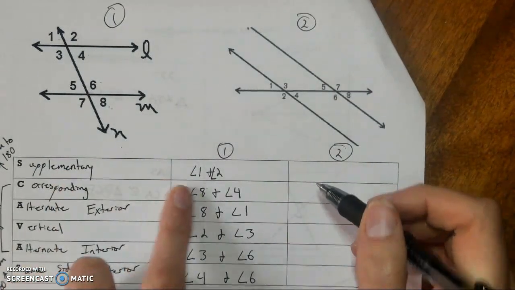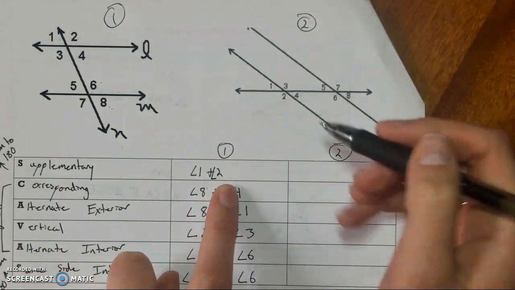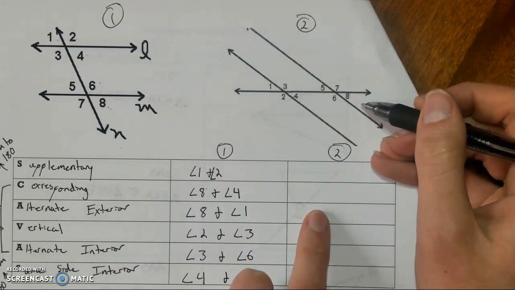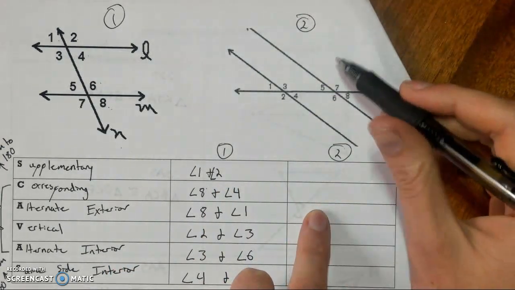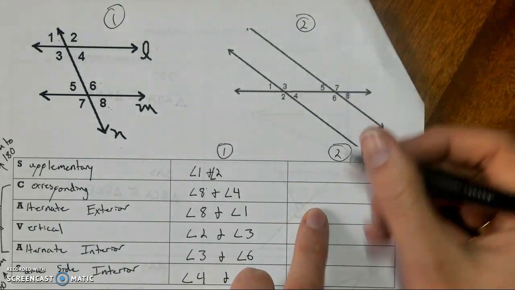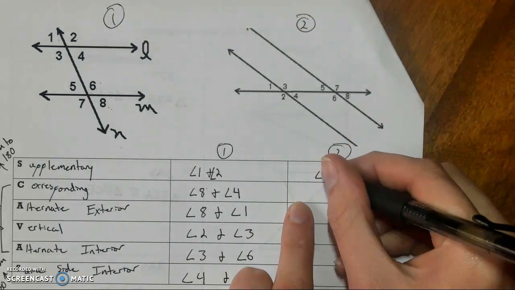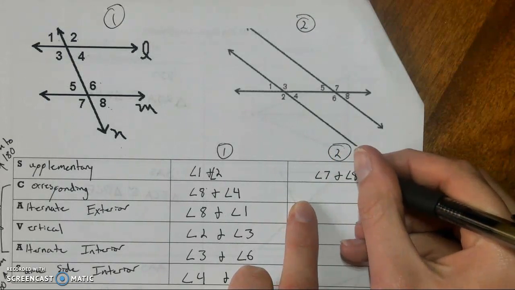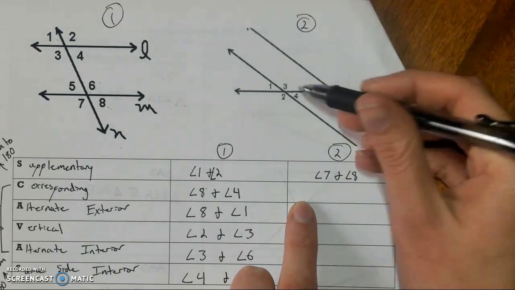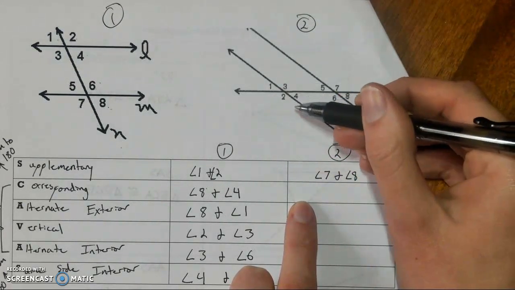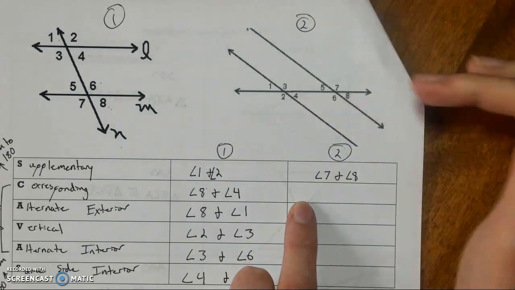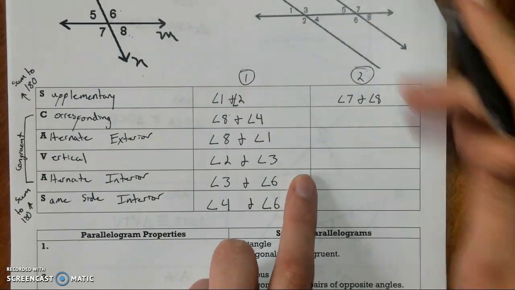So number 1 was supplementary. Supplementary, the angles are right beside each other. So like an example here would be angle 7 and angle 8. You maybe had something different. You maybe did like 5 and 6, or 3 and 1, or 2 and 4, or 2 and 1. All of those work as well.